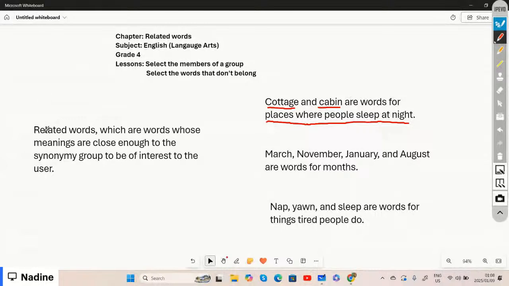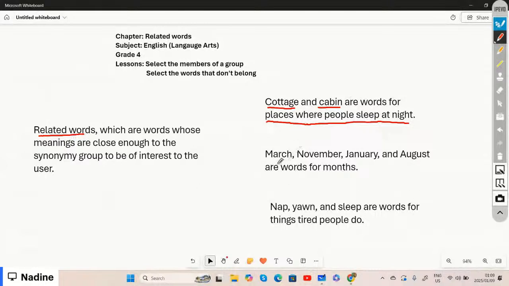So once again, related words are words that are related to one another. And remember, when it comes to words that are related to one another, we can say that they are synonyms. Because if you were to look at one word, let's say, for example, we were to find a synonym of house, then another word for house, we can also say maybe it is cottage or cabin, or literally places where one can sleep or one lives. Those are related to one another.